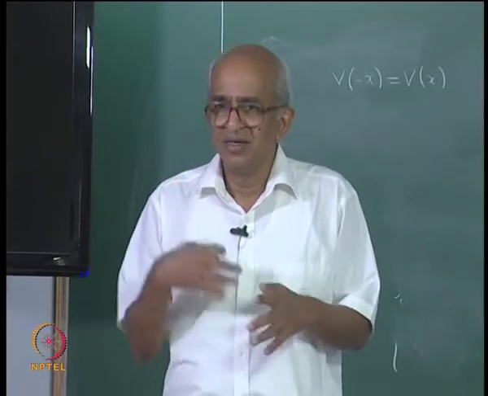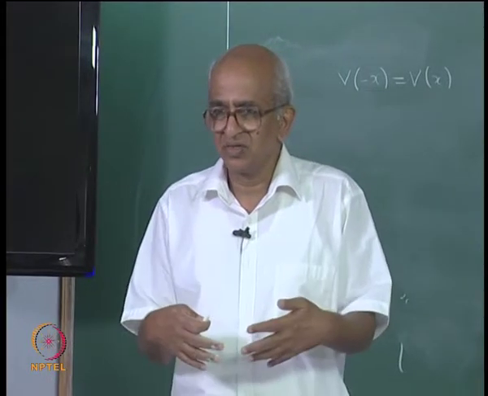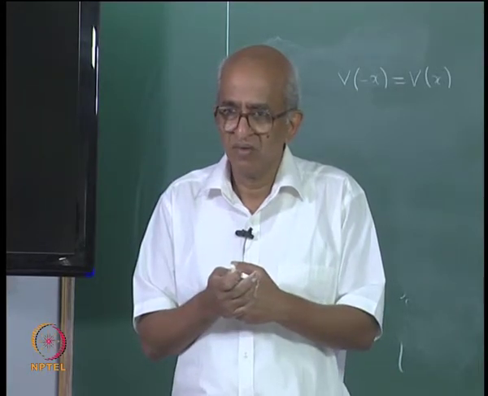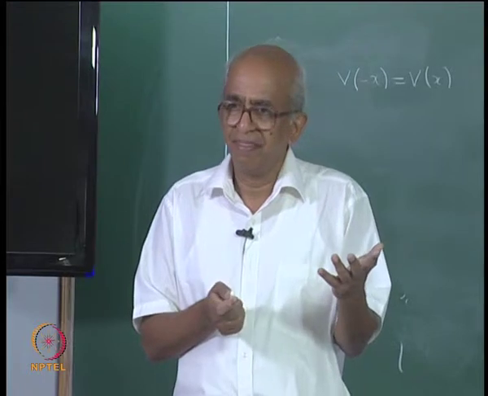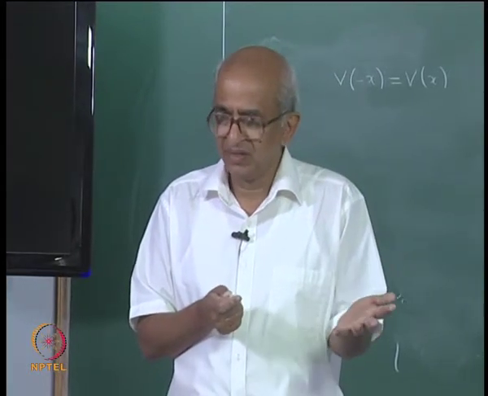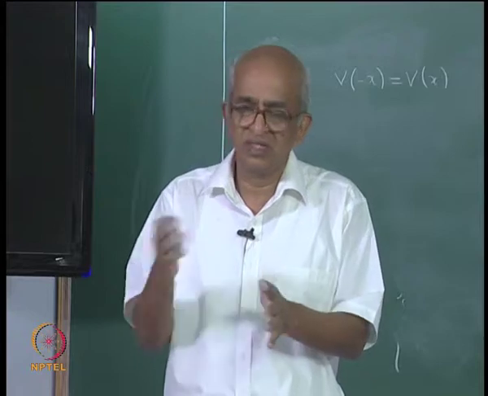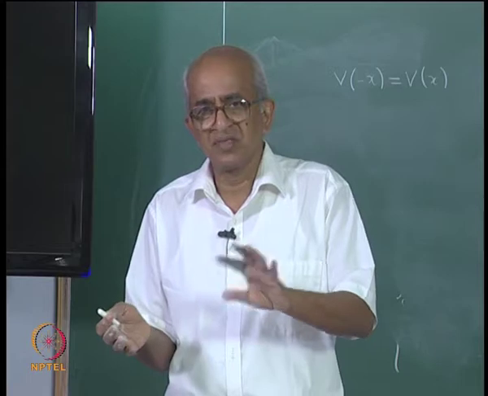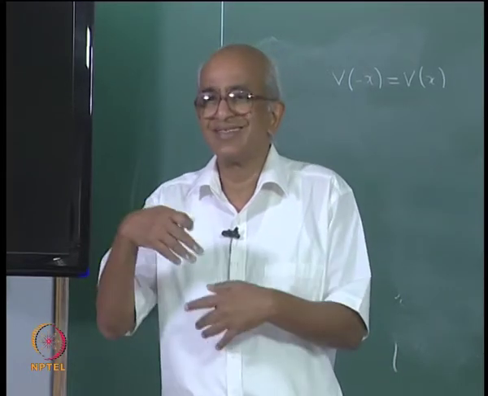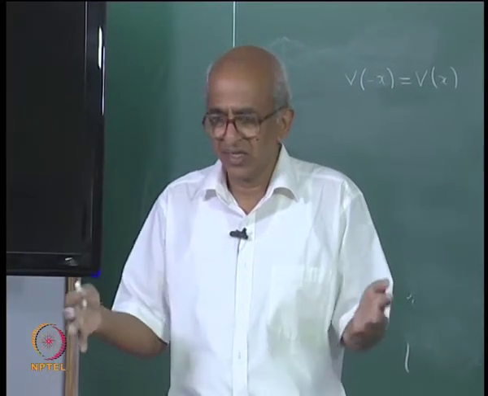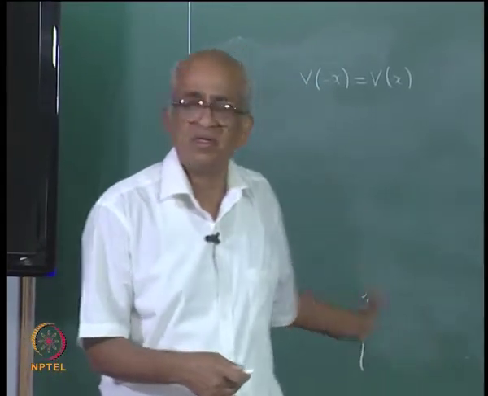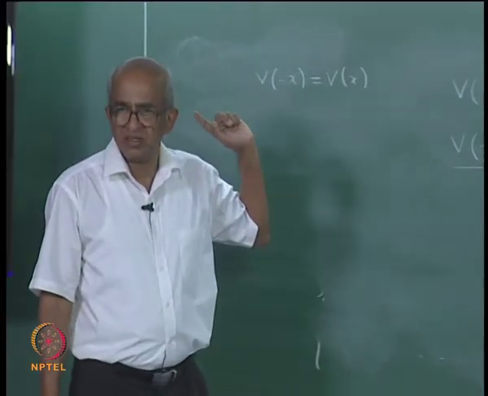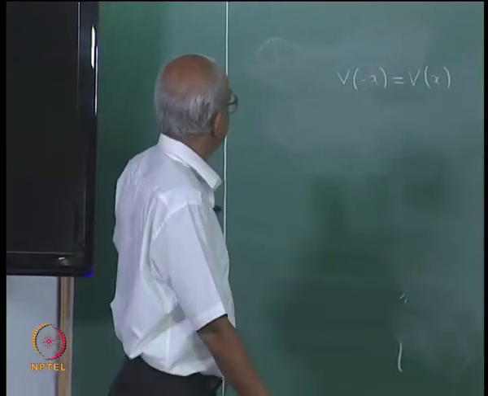Then what would you expect? Let me see whether you can guess what the answer is going to be. Then what will happen is that your wave function can be either symmetric, which means that when you change the value of x it does not change, or it can be antisymmetric, which means that when you change the value of x its sign changes. This is a general result which I will prove.